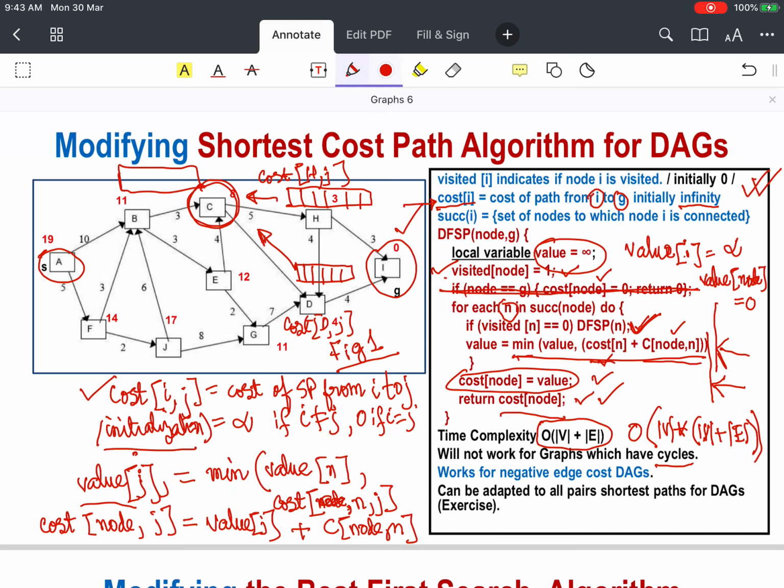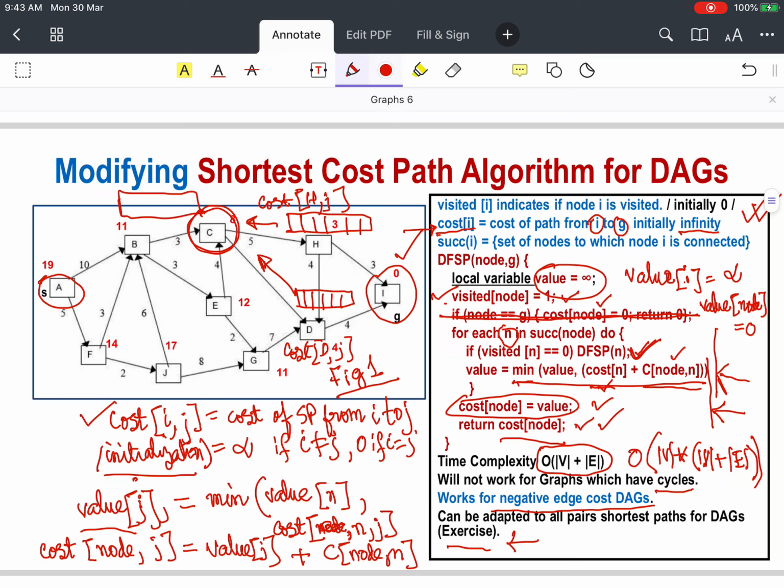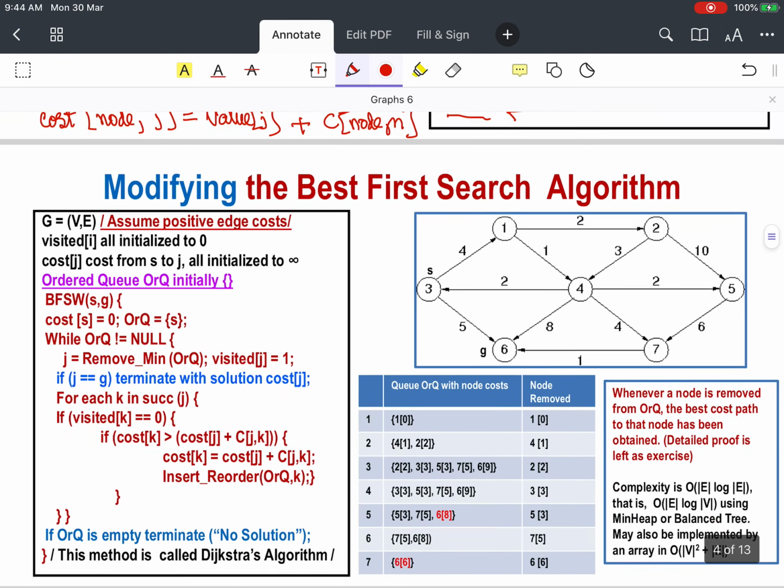This will not work for graphs which have cycles, obviously, because this is an acyclic graph. It will still work for negative edge cost weights, and we had given this as an exercise. Now we have understood how to work on this algorithm, and therefore we now have our all pair shortest cost path algorithm for directed acyclic graphs.